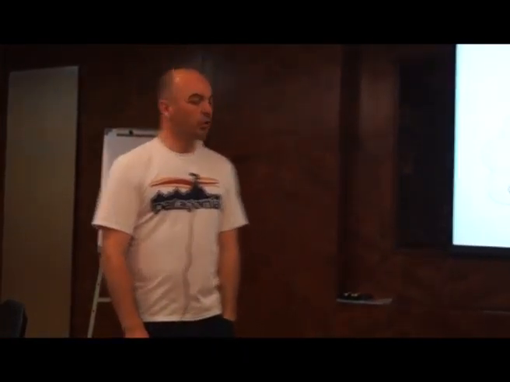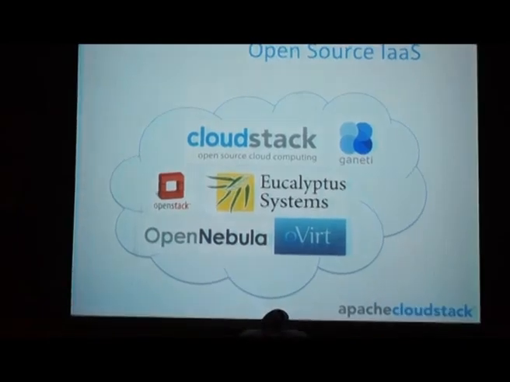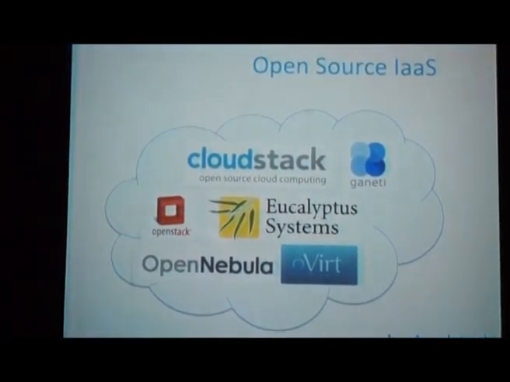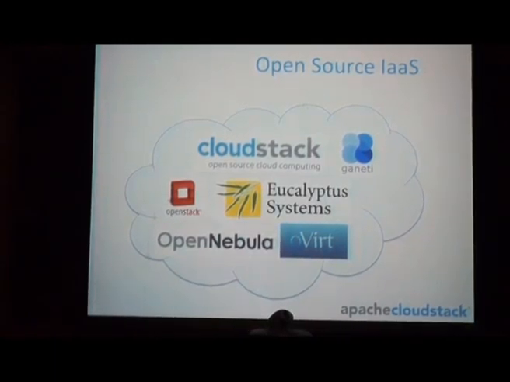Eucalyptus was the opposite. They started really with a high fidelity on the API. You've got oVirt from Red Hat, Ganeti from Google, and then of course you've got OpenStack, and then Apache CloudStack that you guys know, and I guess you're here for CloudStack.